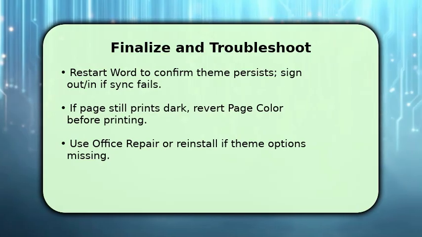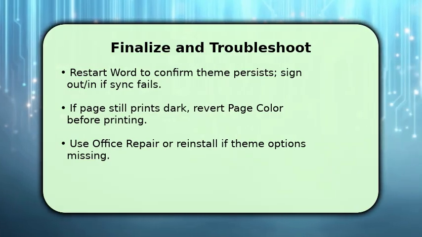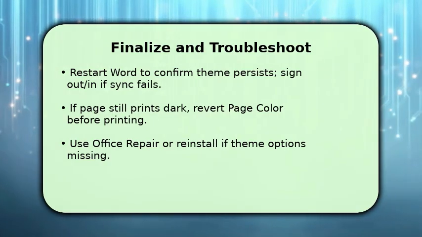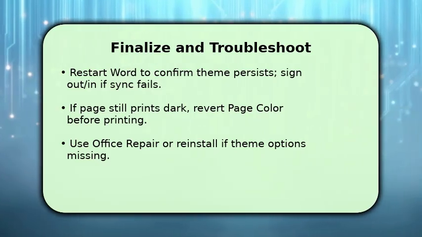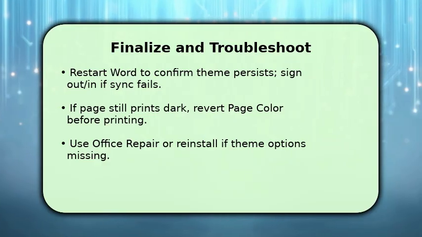If theme options are missing, run Office Repair via Control Panel or reinstall. This fixes corrupted installations that hide theme controls. That one troubleshooting step resolves most access issues.